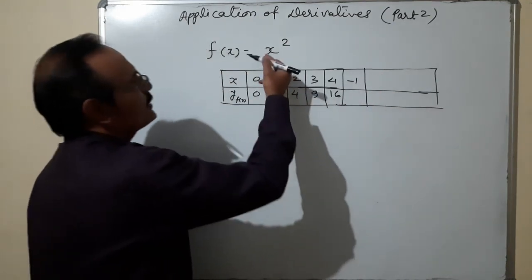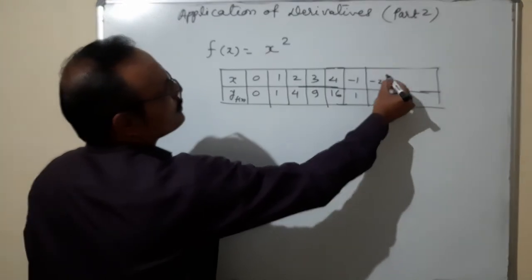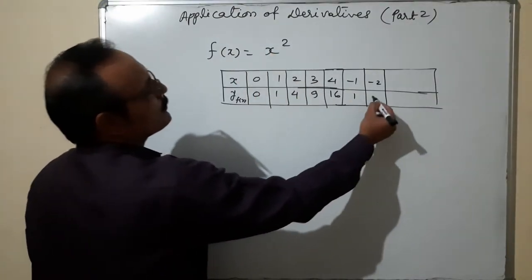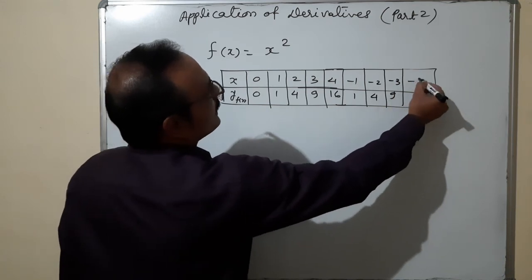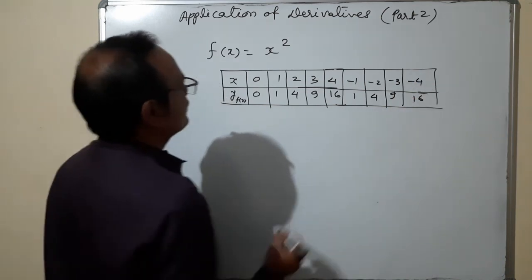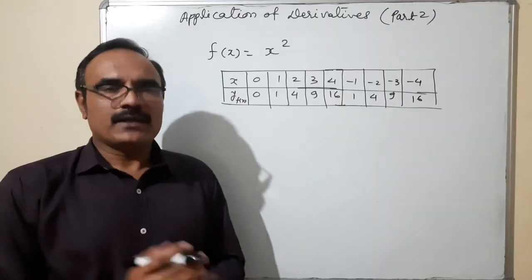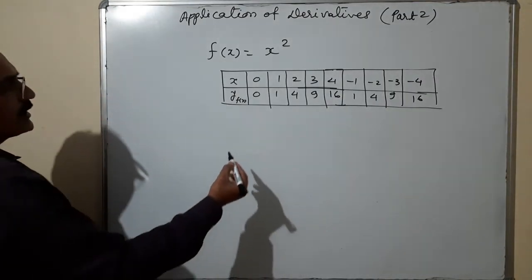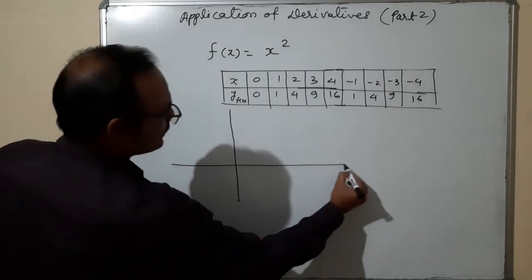Minus 1, square of minus 1, that is 1. Minus 2, square of minus 2, it is 4. Minus 3, 9. And minus 4, it is plus 16. That means you can see that all the values of f of x are positive. If I make a graph on the graph paper, then what happens?